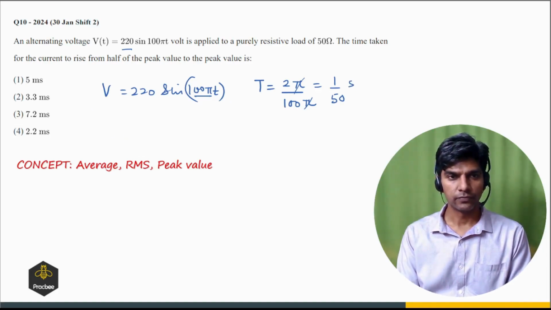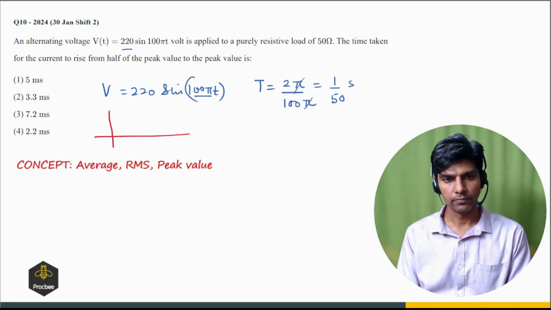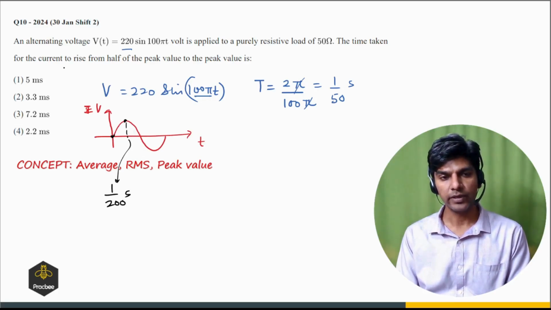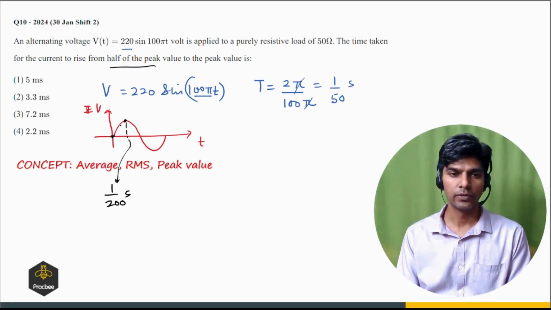Now if I draw the graph, here we have voltage and this is the time. It will be a sine curve. Now the time from 0 to maximum value will be nothing but 1/4 of the time period. So this time is 1 by 200 seconds. But we have to find the time from half of the peak value to the peak value. So half will be somewhere here, and this time interval we have to calculate.